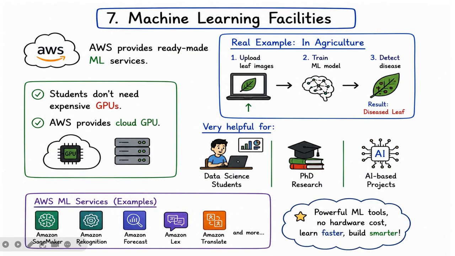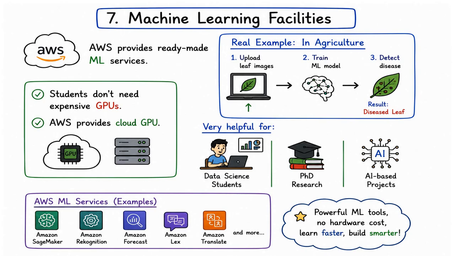So the 7th feature is machine learning facilities, where AWS provides powerful machine learning facilities which will help students, researchers and developers to build artificial intelligence applications easily. AWS offers ready-made ML services, cloud GPUs, training platforms and AI development tools. It also helps users create AI systems without purchasing expensive hardware.